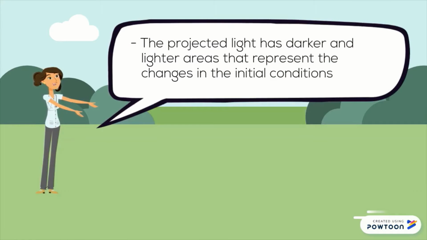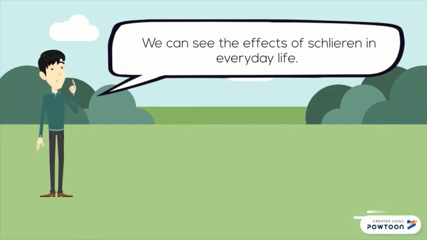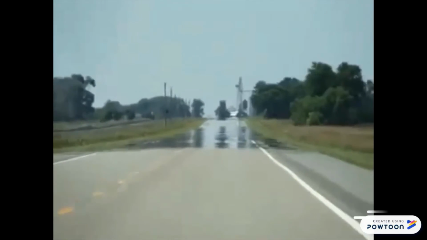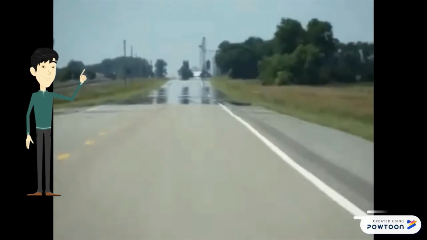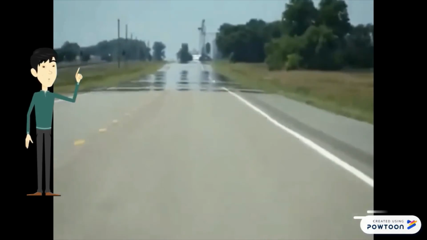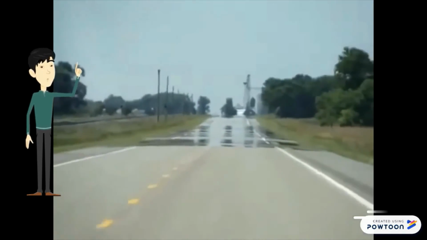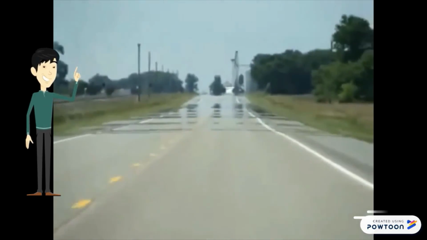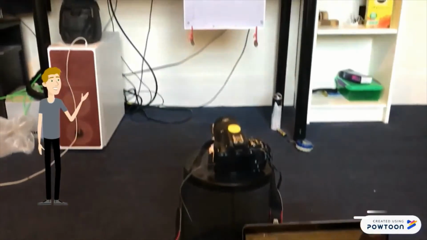When the light is projected onto a surface, the refractive index of the fluid changes, showing us lighter and darker areas. We can see the effects of Schlieren in everyday life. Have you ever witnessed a mirage on the road on a hot summer's day? These swirling patterns are the result of the hot road causing the light above to refract at different angles and appear distorted.